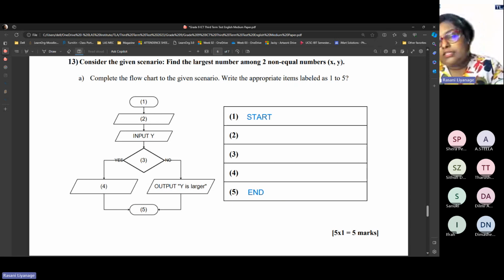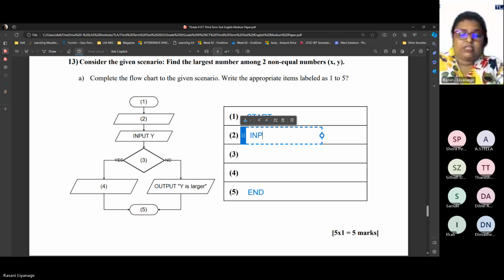If third one is input y, for sure, second one should be input x. Agree?